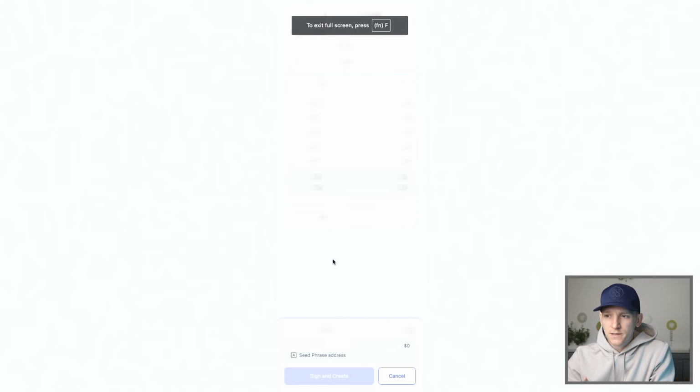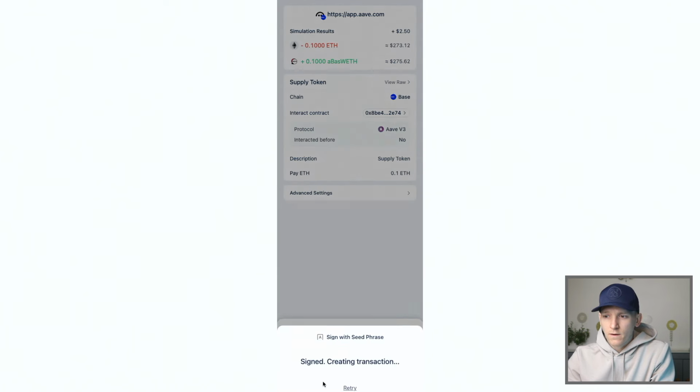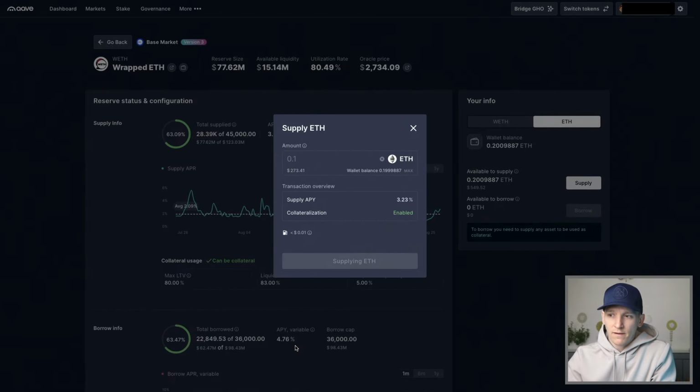So it's really simple. You're just literally supplying assets on the platform. If you don't want to borrow against them, then you'll be getting this APY as a supply APY. So you can just see all the details here. We're going to sign and create and confirm that, and that will supply our assets onto the platform. Now, once that's supplied, we have that collateral there to actually go ahead and borrow against.